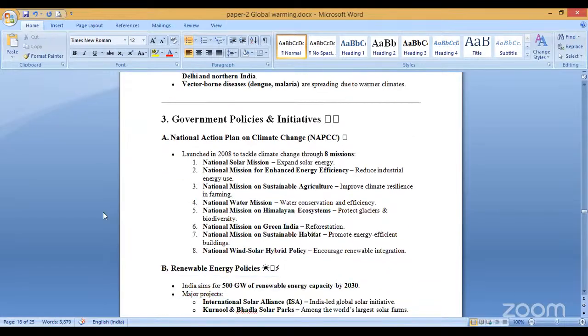Then coming to government policies and initiatives: National Action Plan on Climate Change, National Solar Mission, National Mission on Enhanced Energy Efficiency, National Mission on Sustainable Agriculture, National Water Mission, National Mission on the Himalayan Ecosystem, National Mission on Green India, National Mission on Sustainable Habitat, and national wind solar hybrid policies.